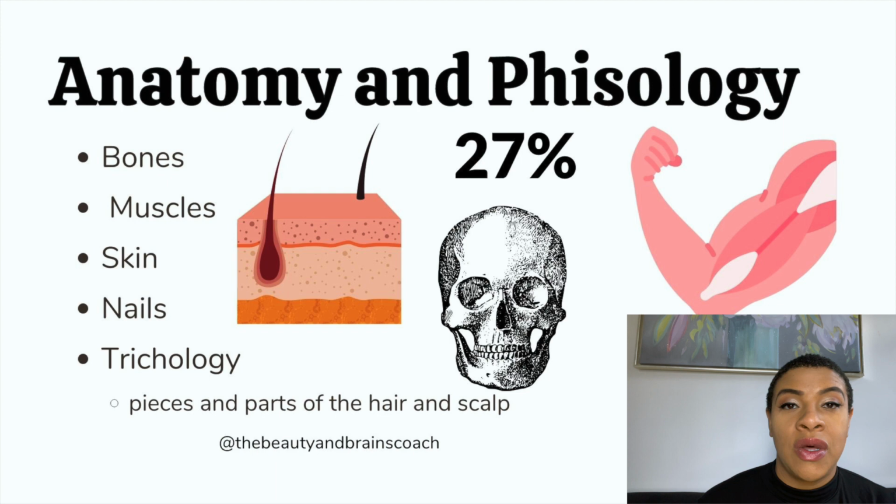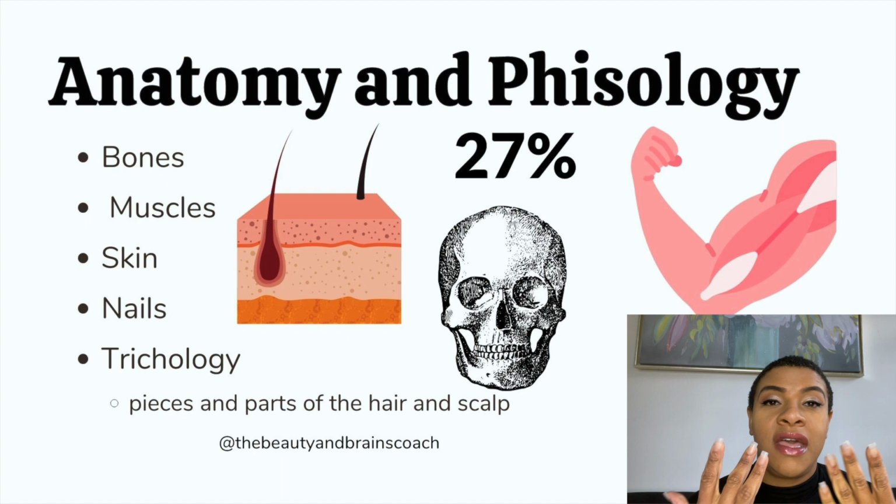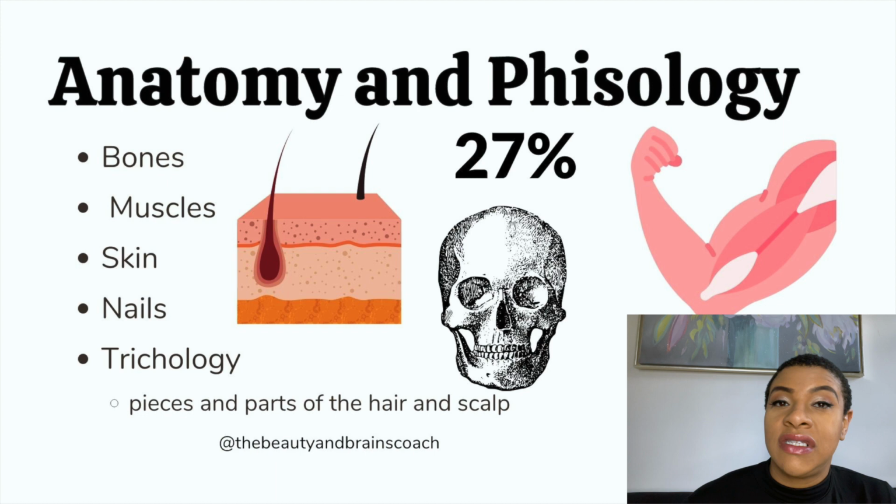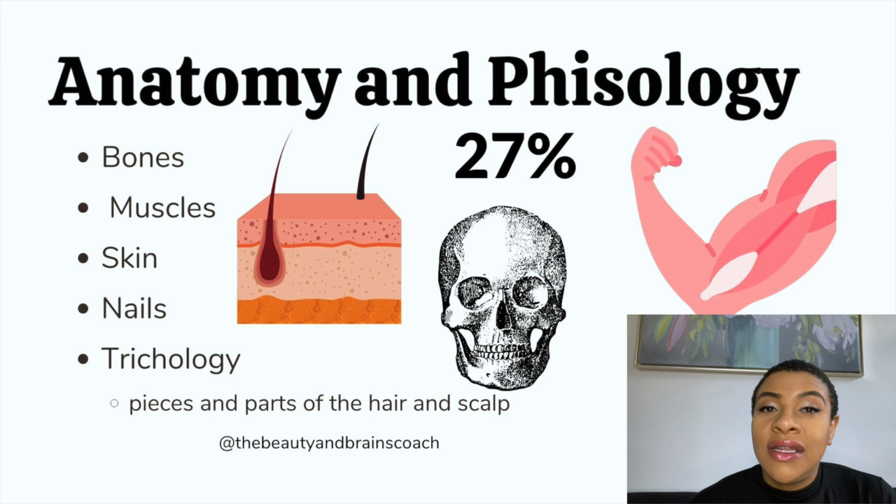So like bone, skin, muscle, right? Also the anatomy and physiology of your nails, so the pieces and parts of your nails, the anatomy and physiology of your skin, so the pieces and parts of your skin, and then the trichology of your hair, so the pieces and parts of your hair. Can you label them? Can you break them down? Do you understand the properties of the hair and scalp?